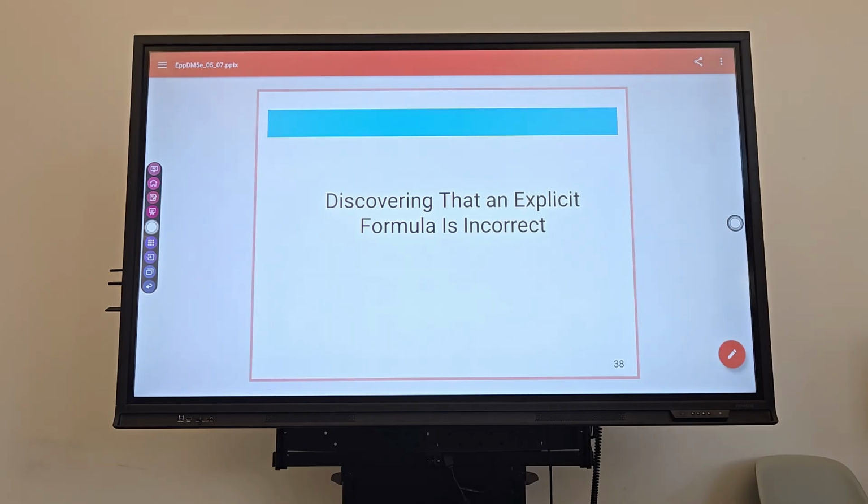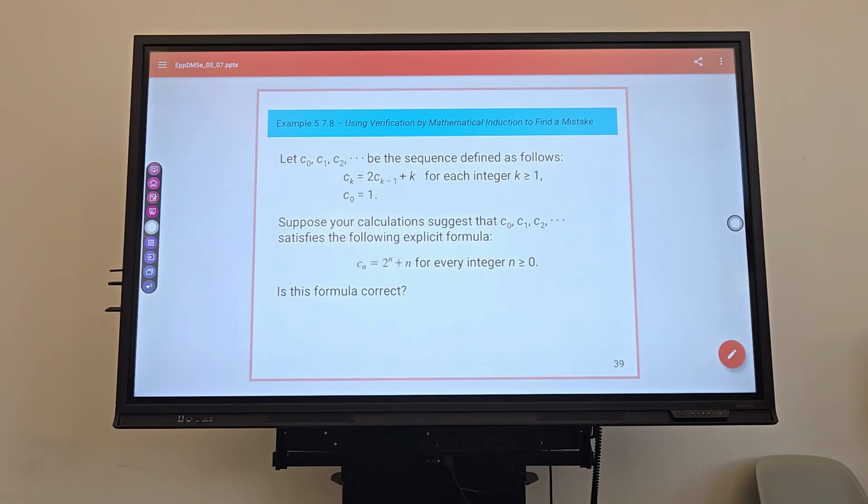Discovering that an explicit formula is incorrect. So let the C sequence be defined as follows. C sub k equals 2 times C sub k minus 1 plus k for every integer k greater than or equal to 1, and C sub 0 equals 1.